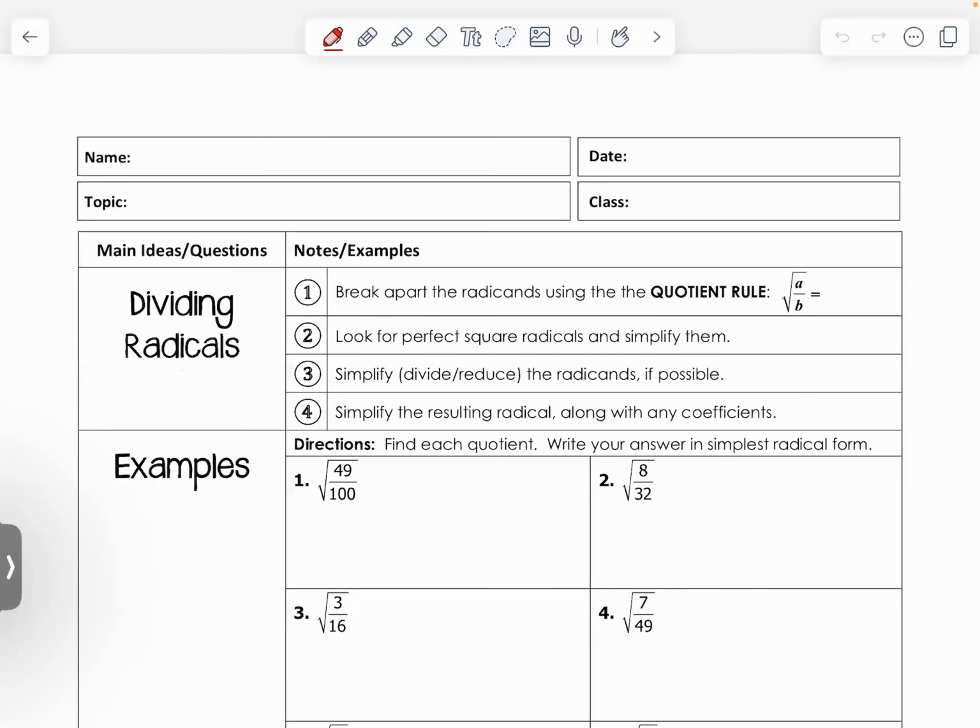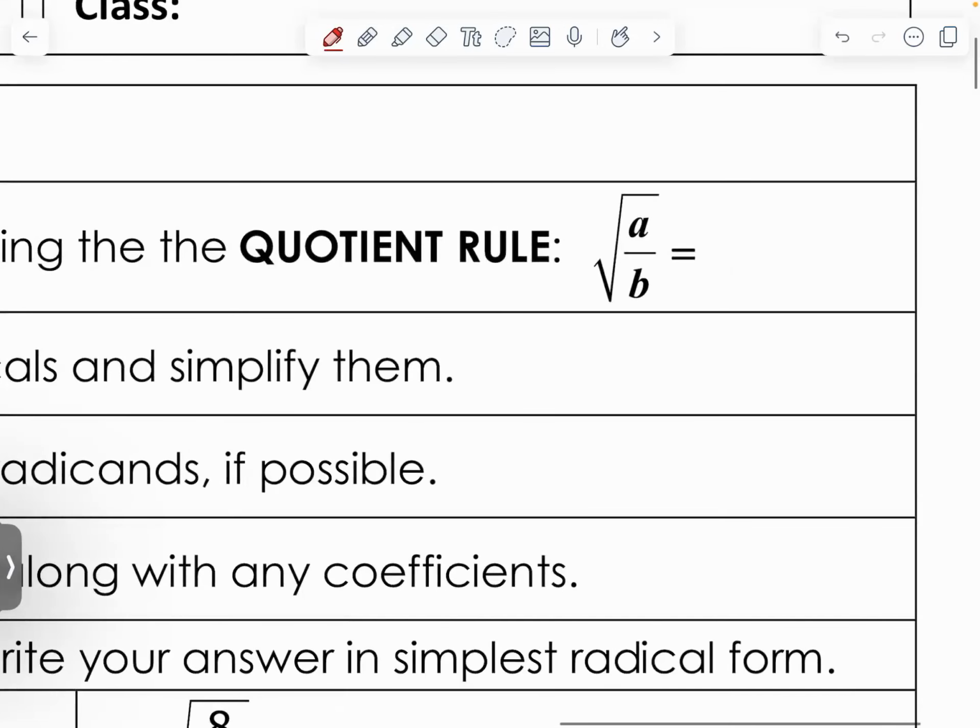Similar to multiplying our radicals, we have a quotient rule. Our product rule was the square root of A times the square root of B equals the square root of A times B. That's what we worked with on Thursday. Now, if we have the square root of A divided by B, it is the same thing as taking the square root of A divided by the square root of B. So those can be interchangeable.